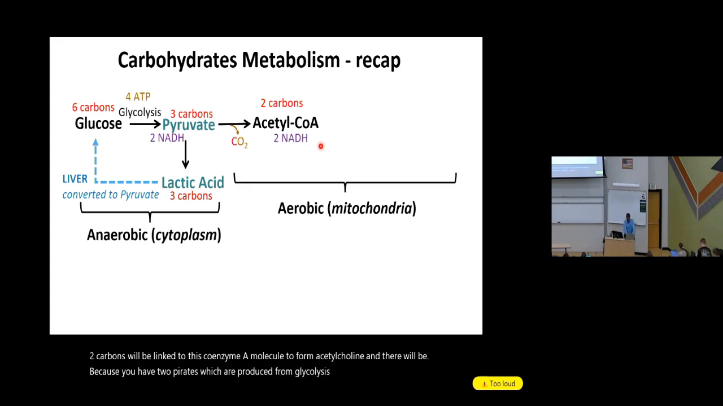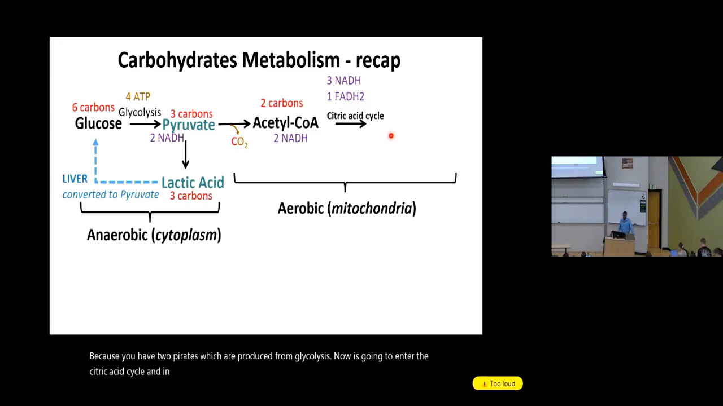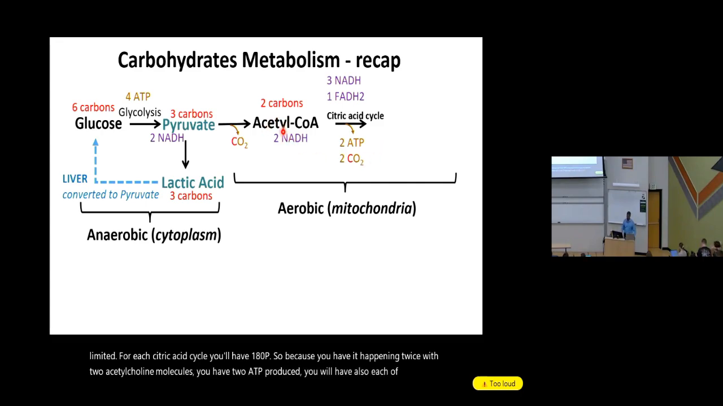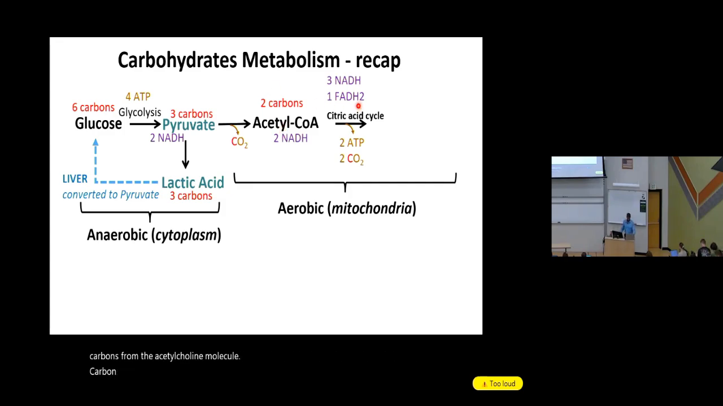Now acetyl-CoA is going to enter the citric acid cycle, and in this cycle the amount of ATP produced is very limited. For each citric acid cycle you will have 1 ATP, so because it happens twice with 2 acetyl-CoA molecules, you'll have 2 ATP produced. Each of the carbons from the acetyl-CoA molecule will be lost as carbon dioxide, and high energy electrons are released, which are carried by the electron carriers NADH and FADH2.